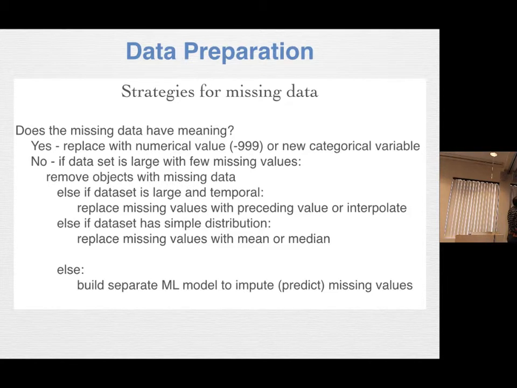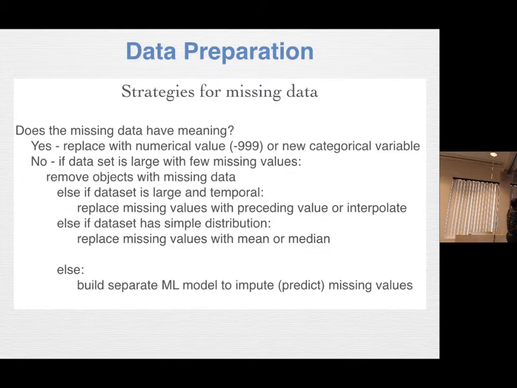So if there is meaning, you can essentially just replace the value with some numerical value. You could pick -99. You could pick -99999. Right? You do have to think a little bit about what numerical value you choose, depending on the algorithm you're using, or you can just create a new categorical variable, right? That's just missing data or not missing data.